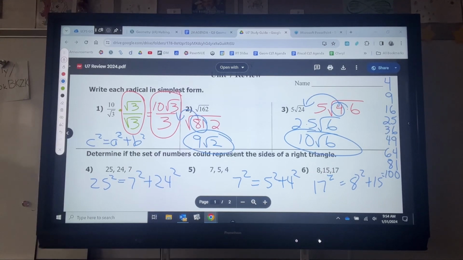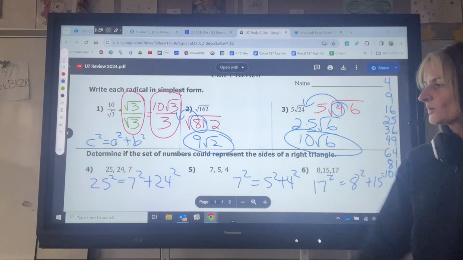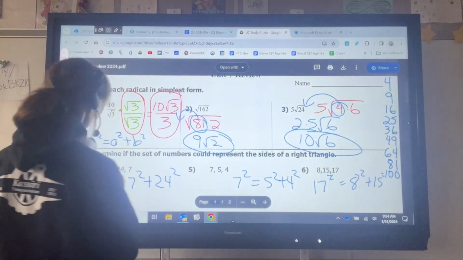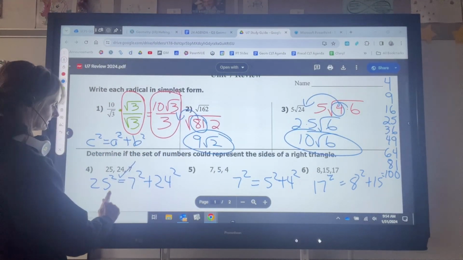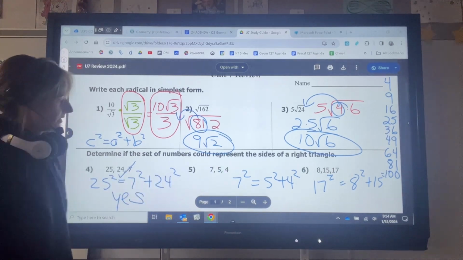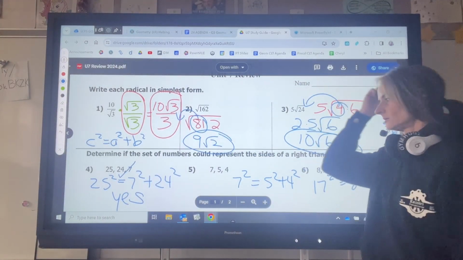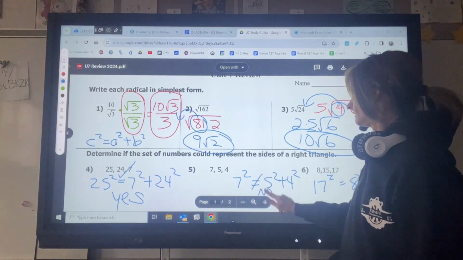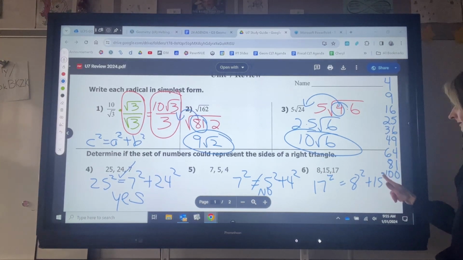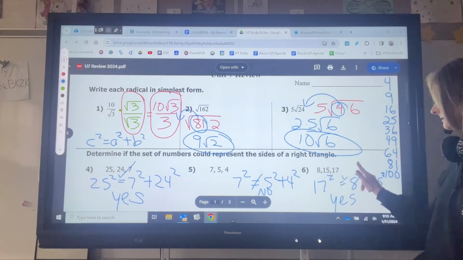We just take the calculator out. Does 25 squared equal 7 squared plus 24 squared? Yes. So check yes. Determine if the set of numbers could represent the sides of a right triangle. Yes. Does 7 squared equal 5 squared plus 4 squared? No. Does 17 squared equal 8 squared plus 15 squared? Yes. That's it.